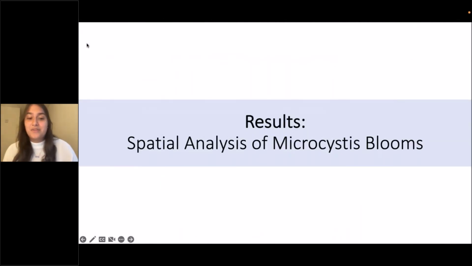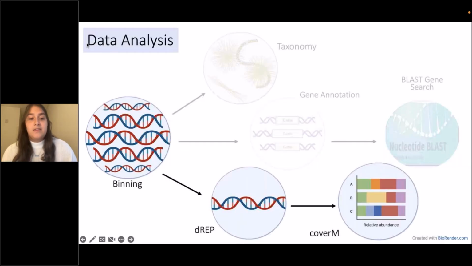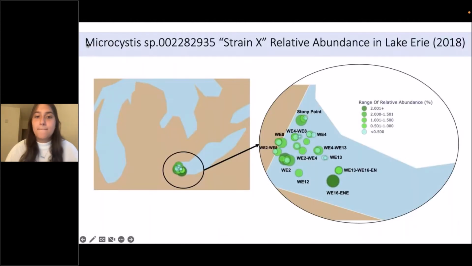Okay, so now the second results are the spatial analysis of Microcystis blooms. If you'll remember, for the relative abundance, we took out all those extra genomes. And when we did this, we had 2 Microcystis genomes left. What's really interesting is these were the exact same species, which I think is 0022-82935 species. Because it outputted these 2 species, we have to assume that they're different on the strain level. And so that's where strain X and strain Y come from.